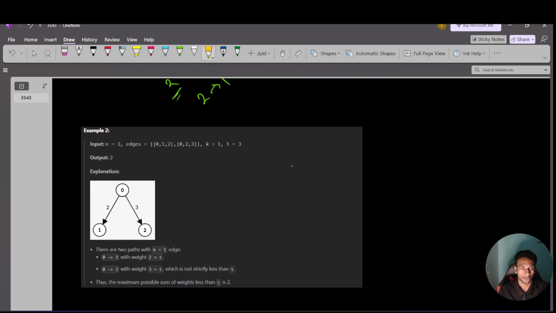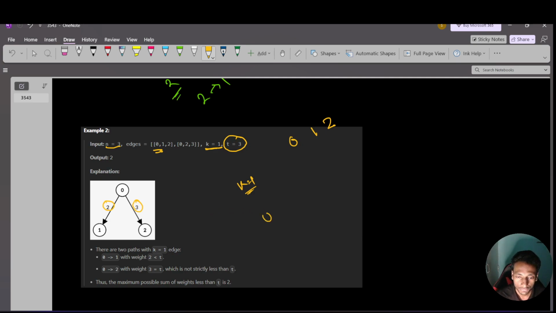Example 2. So we again have 3 nodes, 0, 1, 2, and edges are from 0 to 1. From 0 to 1, the weight is 2. Another edge is present, from 0 to 2, and the weight is 3. Correct? And k is equal to 1. So I should have exactly one edge between u and v. Okay, and the weight should be less than t. Here t is 3. Clear?